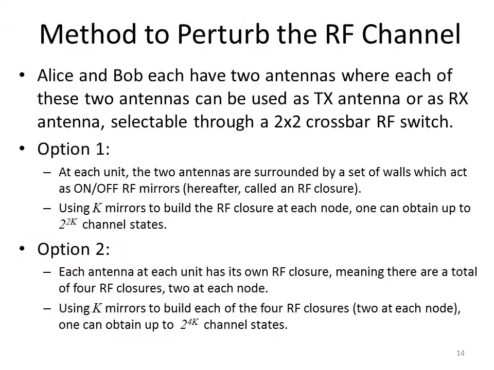Option 2, which is a preferred option, is that each antenna at each unit has its own RF closure, meaning there are a total of 4 antennas within 4 RF closures, and 2 of these are at each node. In this case, if we use K mirrors to build each of the 4 RF closures, we obtain 2 to the power of K channel states corresponding to each of those RF closures, and 2 to the power of 4K in total. It will be the number of channel states.